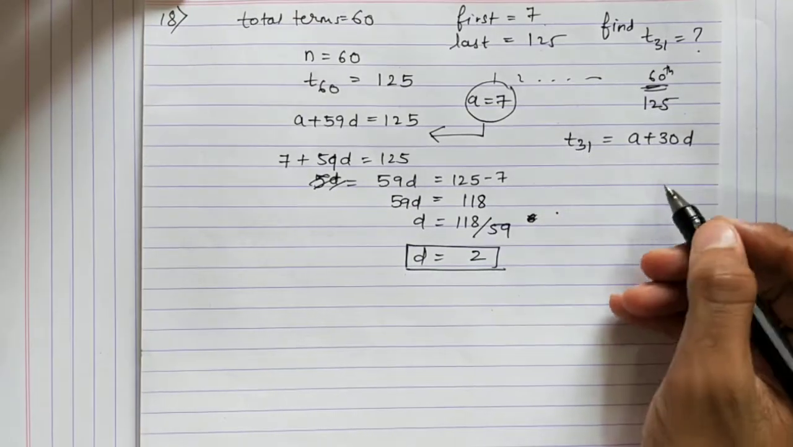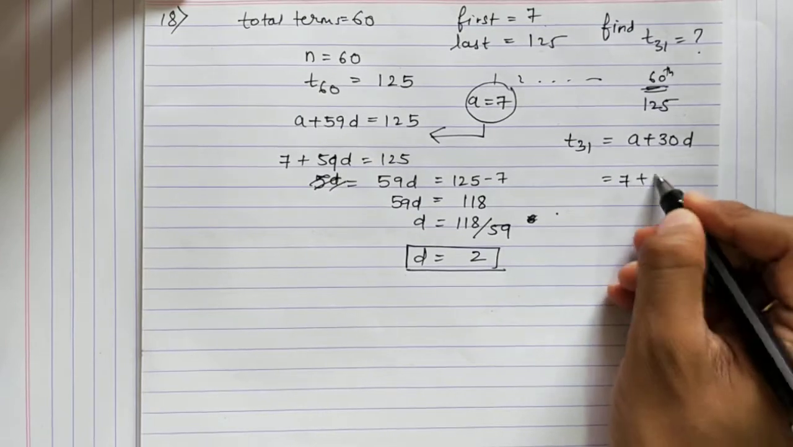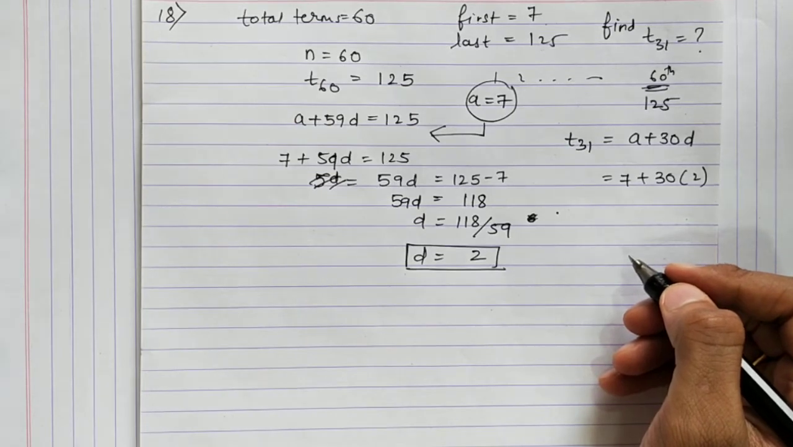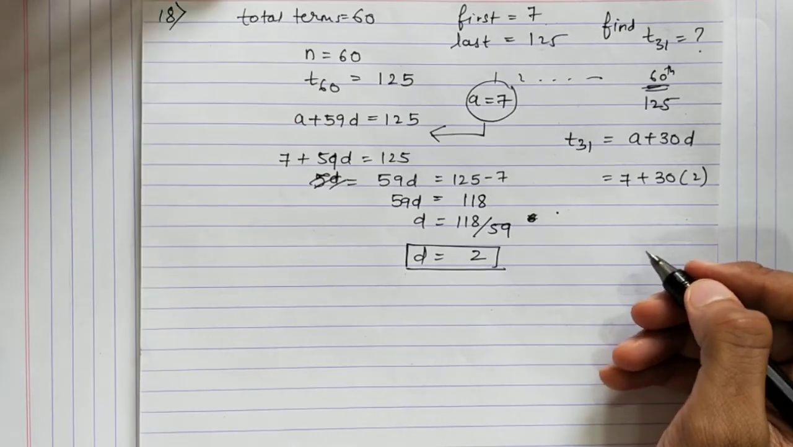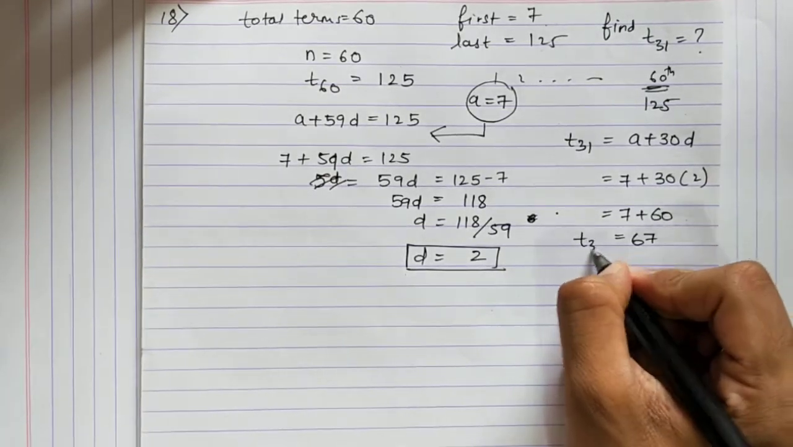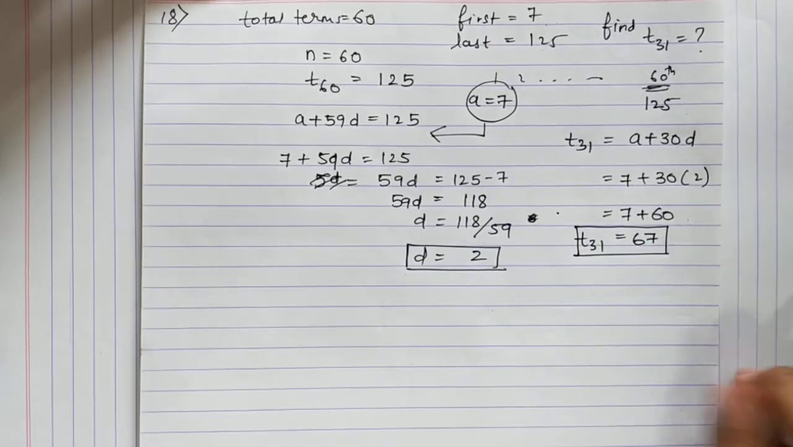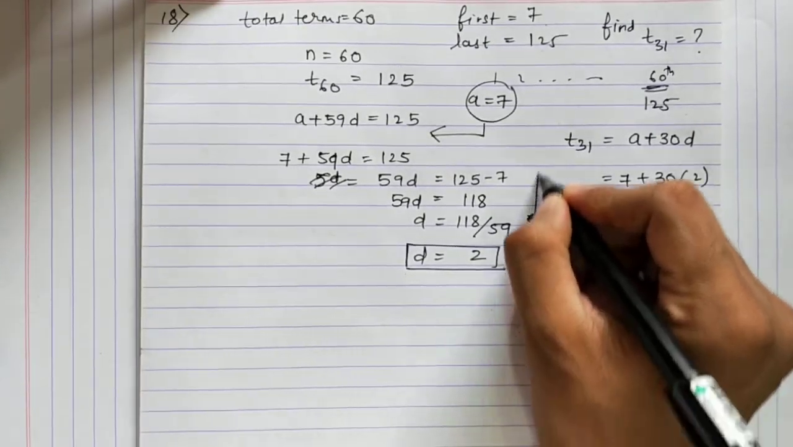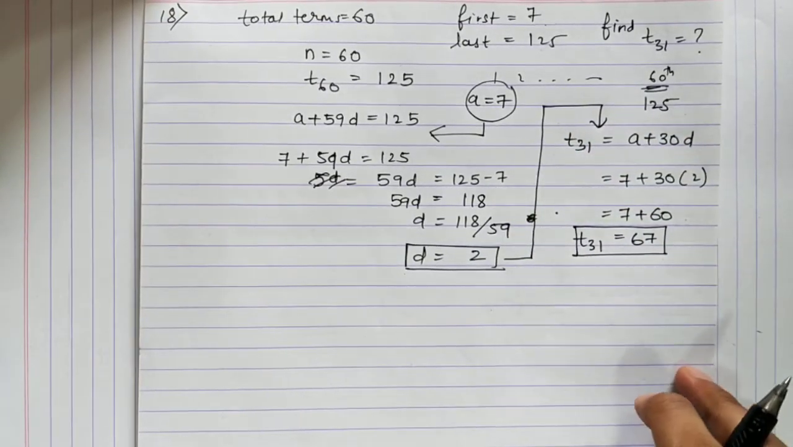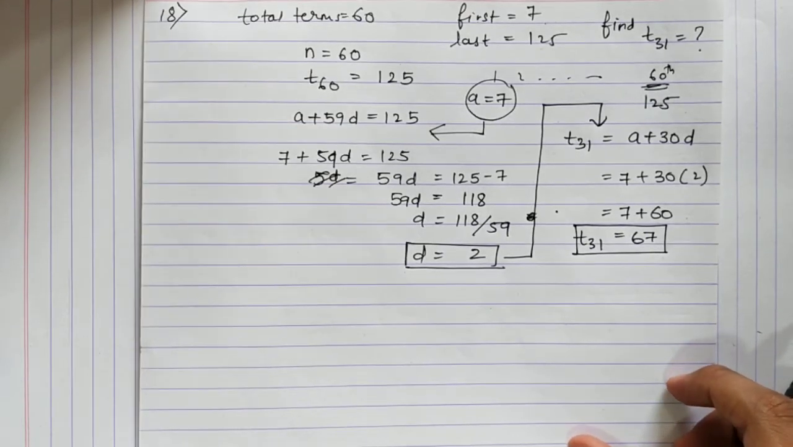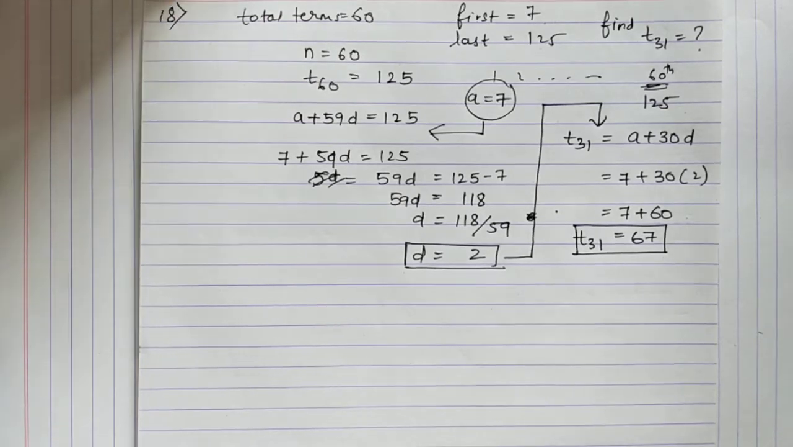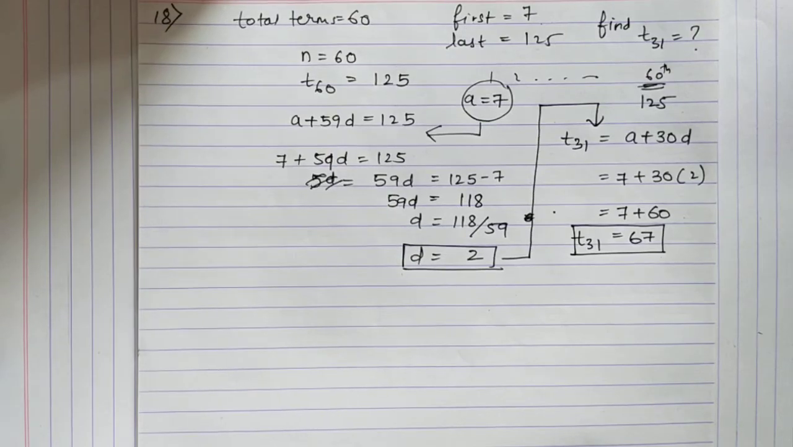It is A plus 30D. A is 7 and D is 2. So 7 plus 60, that is 67. The 31st term is 67. Okay, you can pause the video and copy the sum.